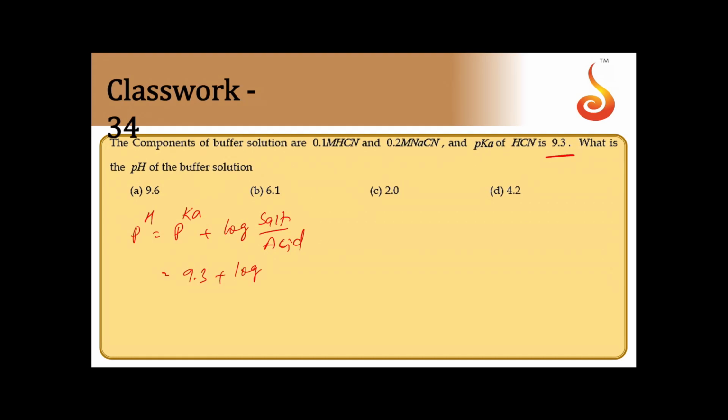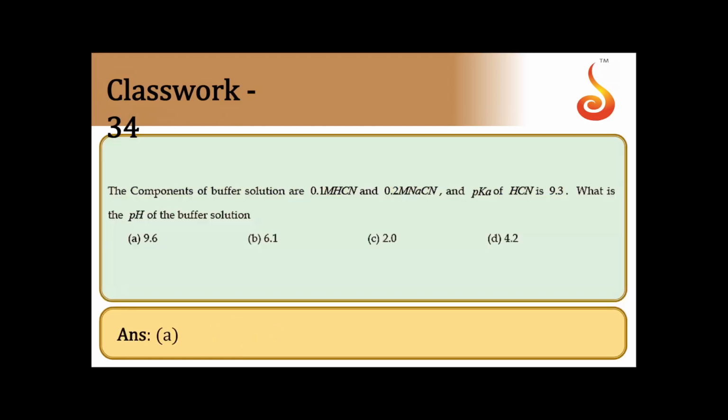Which is equal to pK, given as 9.3, plus log of concentration of the salt, which is given as 0.2, over acid, given as 0.1 here. So it comes out to be 2. So 9.3 plus log 2, which is 0.301. So the answer comes to 9.6. So pH is 9.6, option A. So A is the answer, 9.6. Direct substitution we can do because all values are directly given to us.